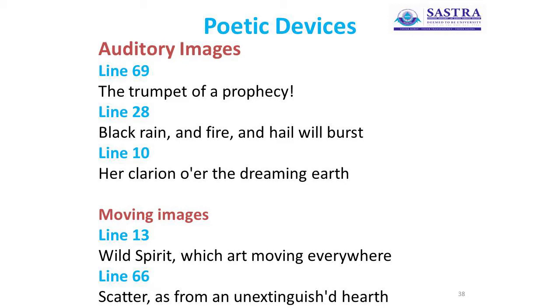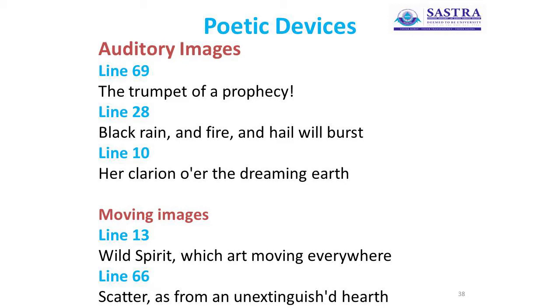Then I can name "black rain and fire and hail will burst." So, these words are actually invoking in my mind the image of the huge storm which will bring down rain like fire. So, again this is another auditory image. And next the words "her clarion," that is he calls the spring season to be a clarion. So, clarion again is a loud instrument. So, the very word itself brings that image also into my mind.